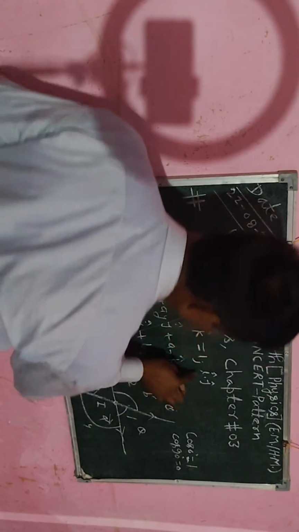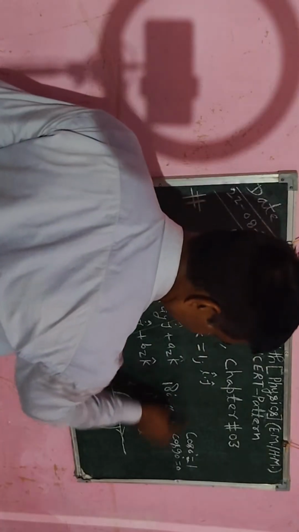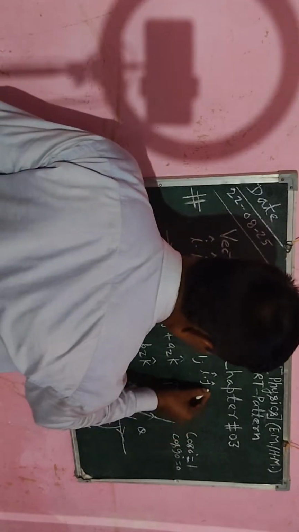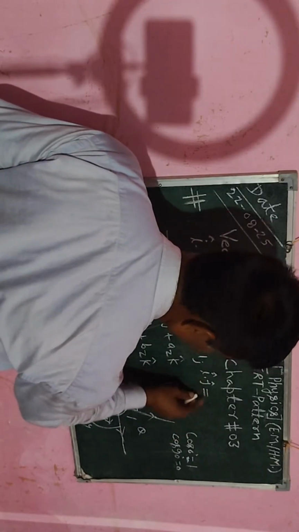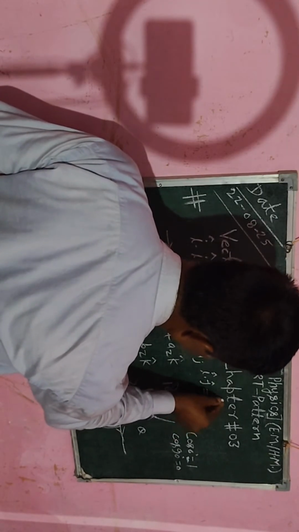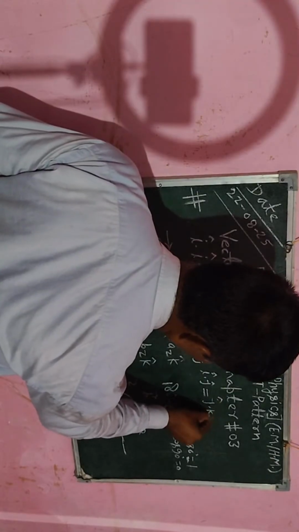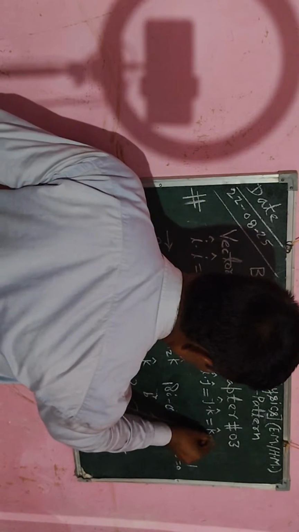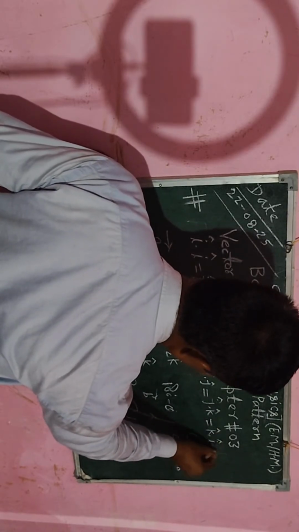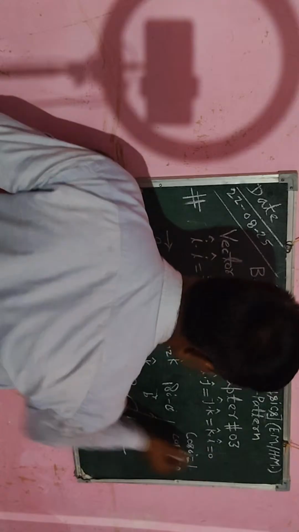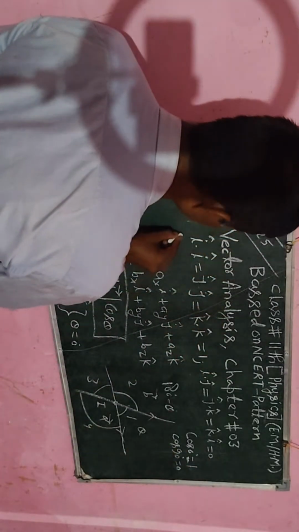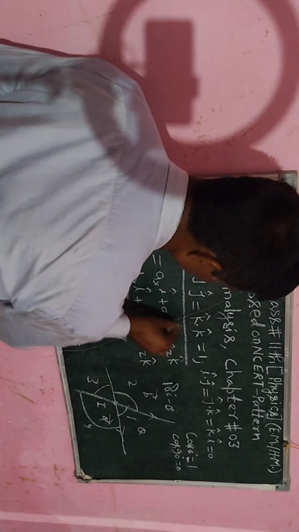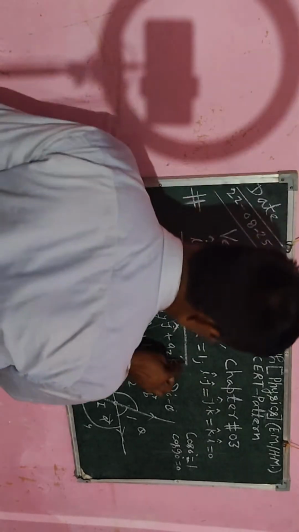The angle between i and j is 90 degrees, so its value will be 0. So i into j will be 0. Similarly, j into k will also be 0, and vector k into vector i will also be 0. So all these terms will be 0. So these are the two identities, and every student has to remember them.